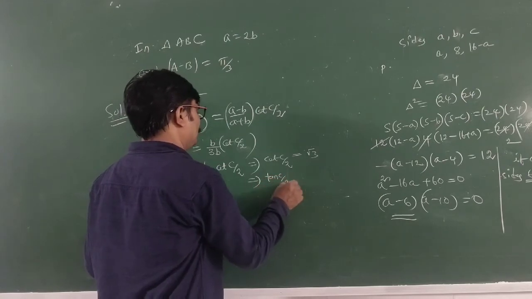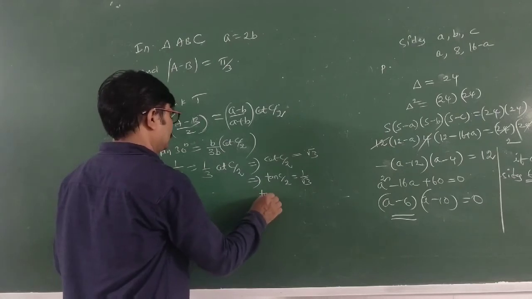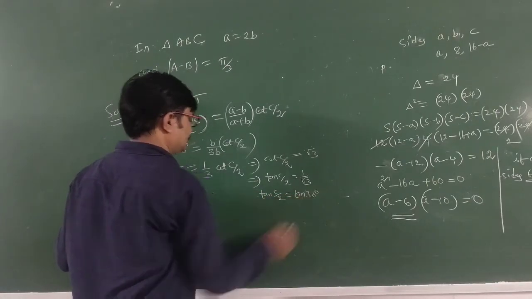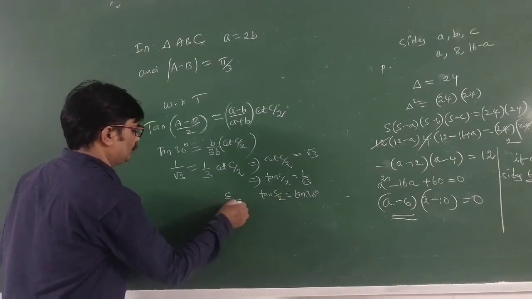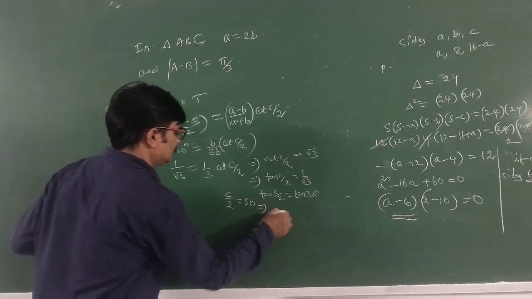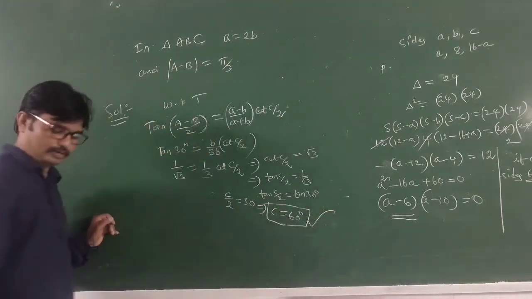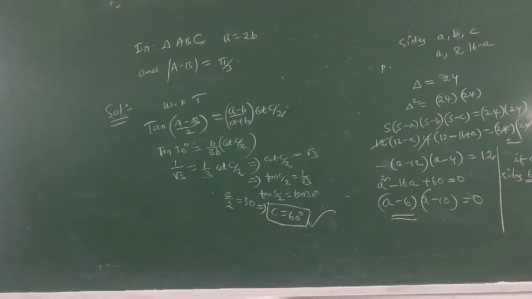Therefore, tan of C by 2 is 1 by root 3. So students, tan of C by 2 is tan 30 degrees. Remove tan on both sides. C by 2 equal to 30, C equal to 60 degrees. Write down, students. C equal to 60 degrees.